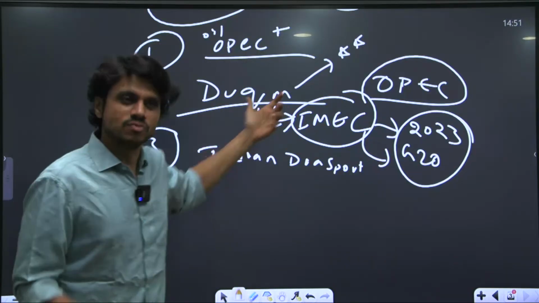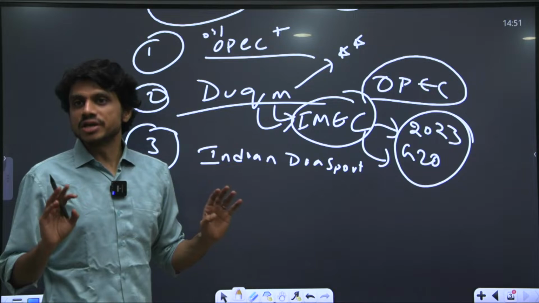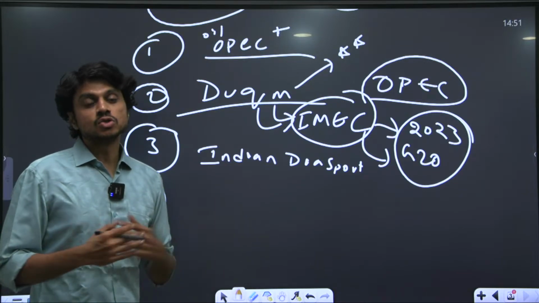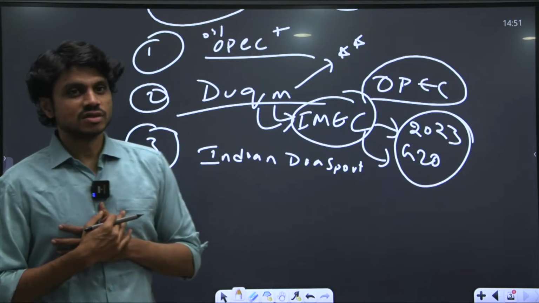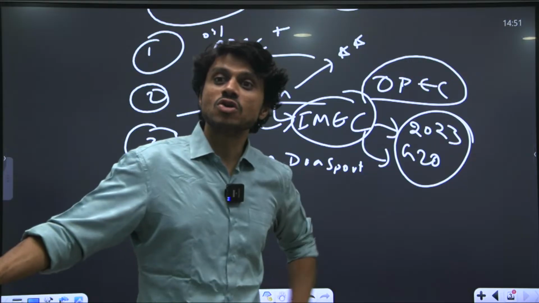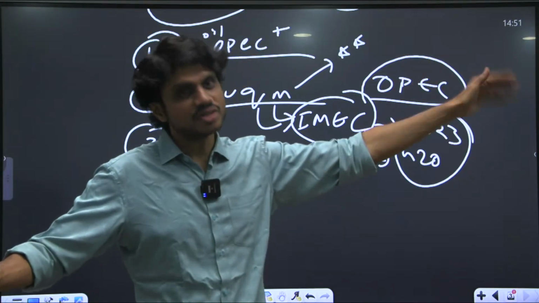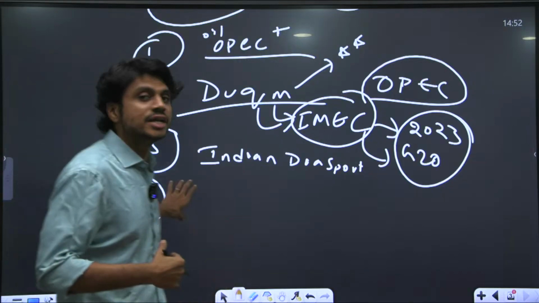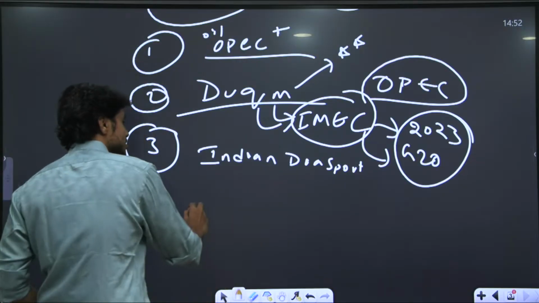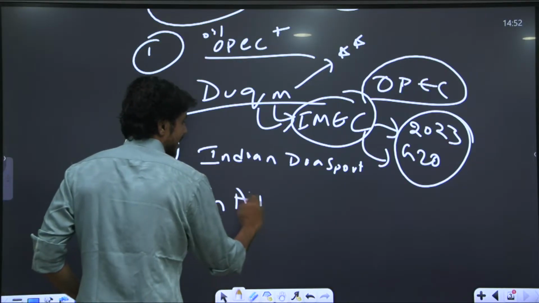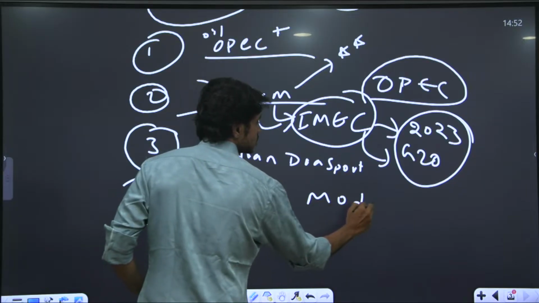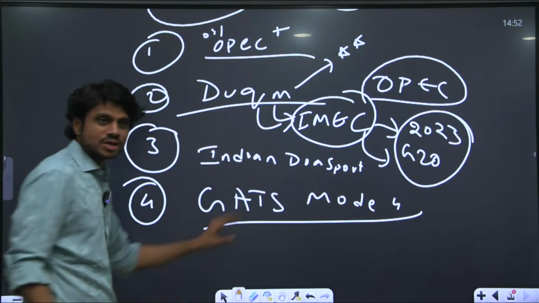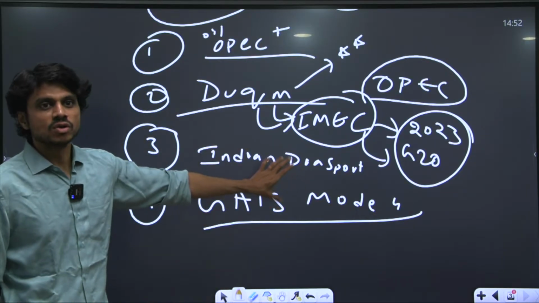India is a rich, populous country. We have a huge population, so we want to export our humans, not just goods and services. For this, other countries have to allow it. For the other countries to allow us, we have to make a deal with them. So now Oman has allowed GATS Mode 4 movement.